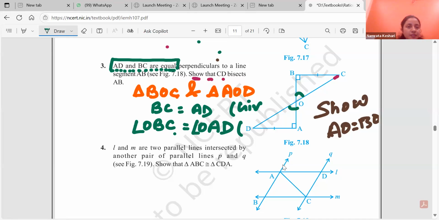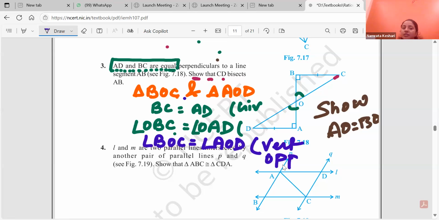Okay, let's write it. Angle BOC, that means angle O over here, is same as angle AOD, that means angle O over here. Okay, angle O are same. How? We have to write the reason: vertically opposite angle. Now we have written three data.